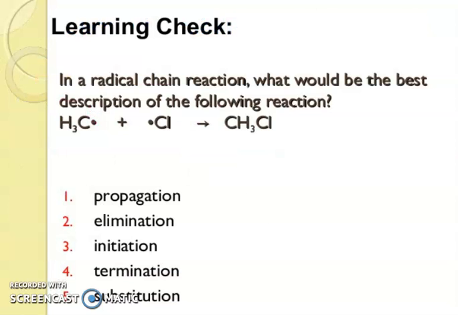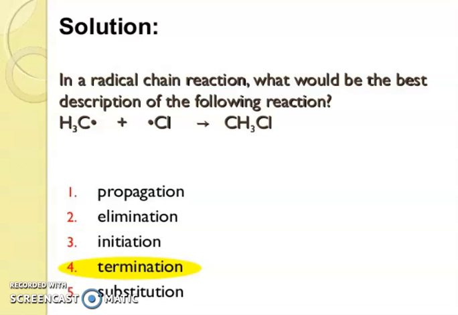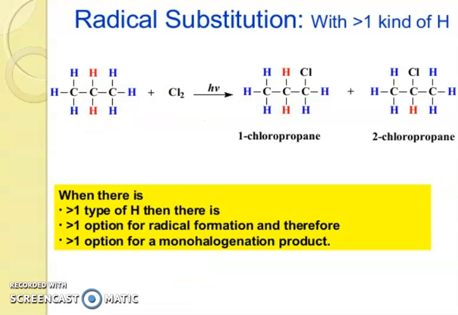So friends, learning check. In radical chain reactions, what would be the best description of the following reactions? The options are propagation, elimination, initiation, termination, substitution. I will give you 1 minute's time. Try to understand. Try to give the exact answers so that it will confirm you have some background of the concepts. So the answer is termination.